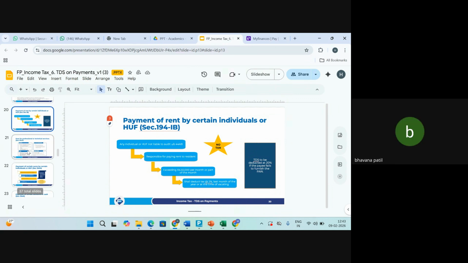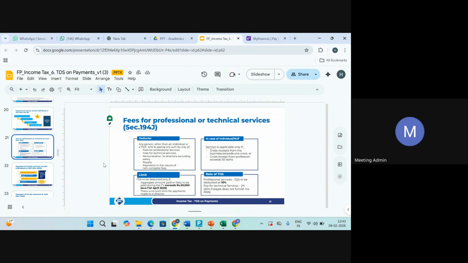Yes, ma'am. Right. So next we have fees for professional and technical services. We have already learned this in accrued expenses. It's the same thing: fees for professional as well as technical services. Who will be the deductor, who will be the deductee, and what are the limits? Everything will be seen in depth here.